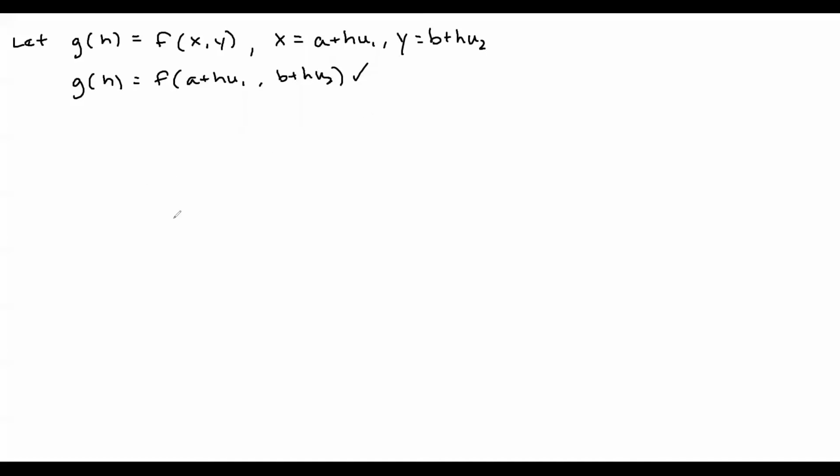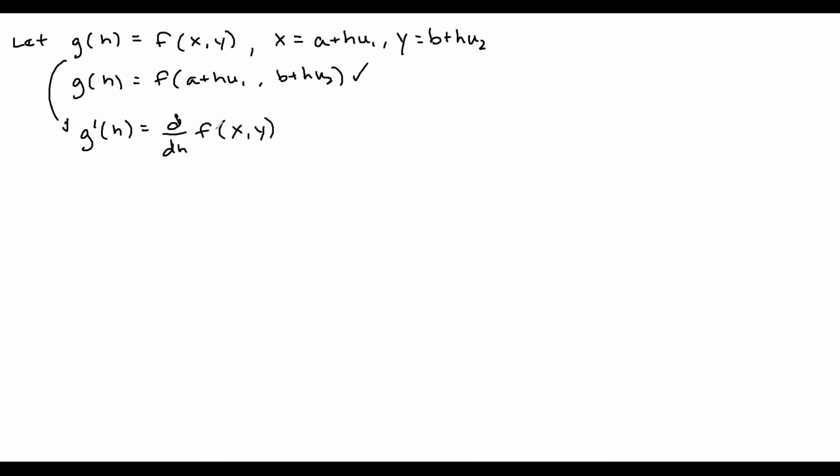Okay. So the next thing we're going to do, we're going to go through and we're going to take this. So that was just a check. So we're going to go through and differentiate both sides. So we're going to get g prime of h. So we're differentiating with respect to h. Since h is the independent variable here, we're differentiating with respect to h. So we're going to have the derivative with respect to h of f of x comma y, right?